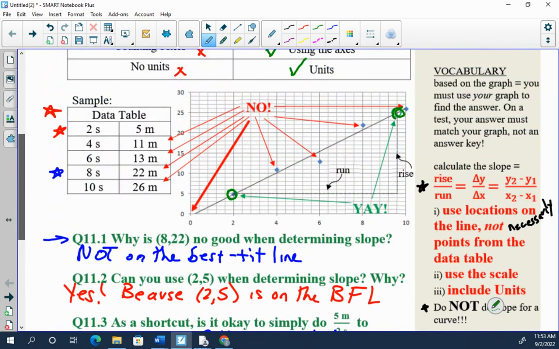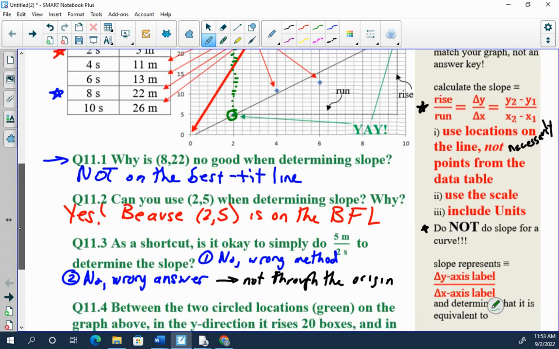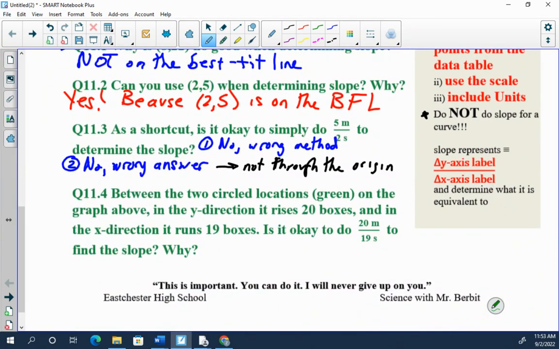Let's check it out. So 1, 2, 3, 4, 5, 6, 7, 8, 9, 10, 11, 12, 13, 14, 15, 16, 17, 18, 19, 20. Yes, that gets us online with this. And then the run is 1, 2, 3, 4, 5, 6, 7, 8, 9, 10, 11, 12, 15, 16, 17, 18, 19. So it is 20 boxes up and 19 boxes right. So this right here, this is true. It goes up 20 boxes, and it goes right 19 boxes. That's true.